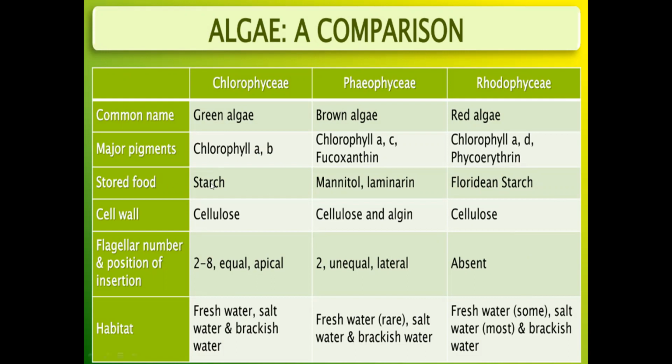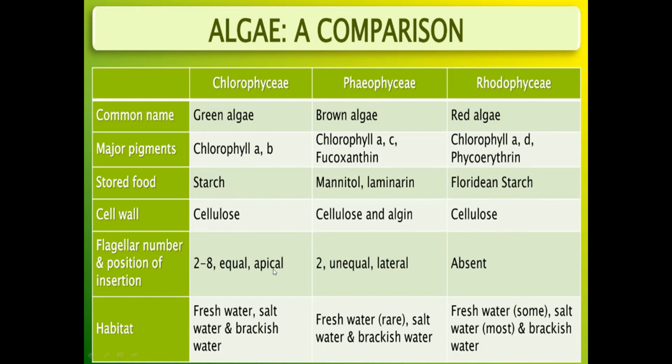Food stored as starch in chlorophyceae, they store food as starch. In pheophyceae, they store food as mannitol or laminarin. In rhodophyceae, they store as Floridian starch. Then cell wall in chlorophyceae is cellulose. Cell wall in pheophyceae is cellulose and algin. And cell wall in rhodophyceae is cellulose.